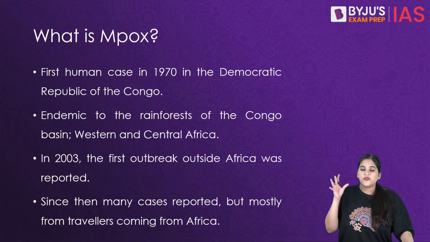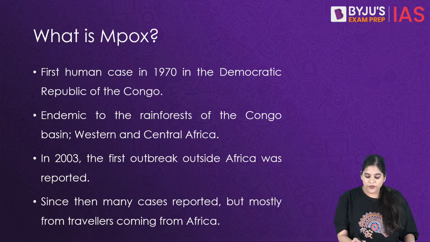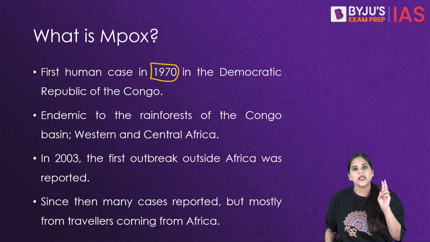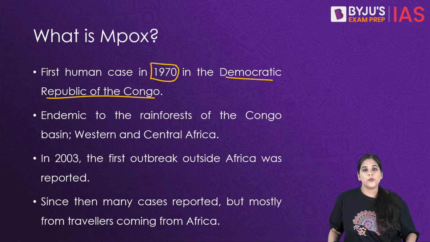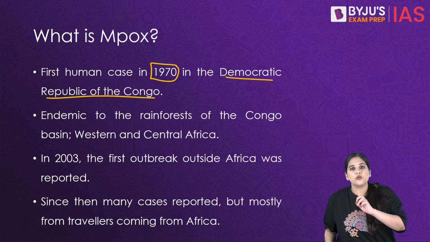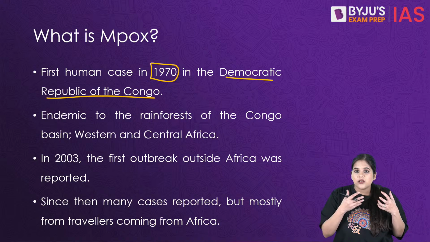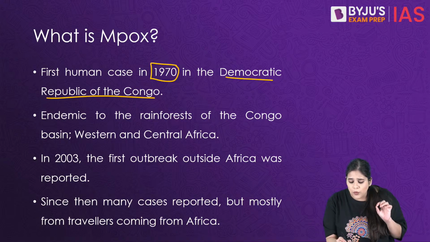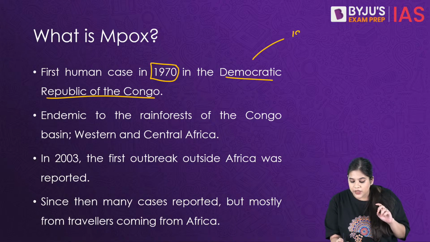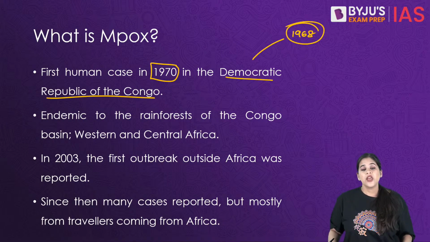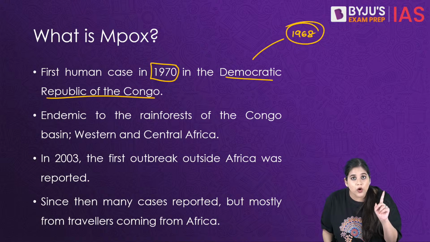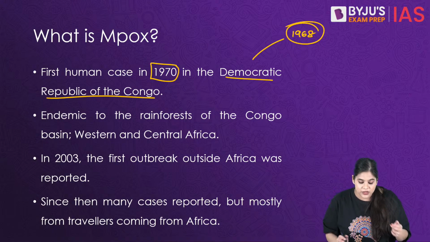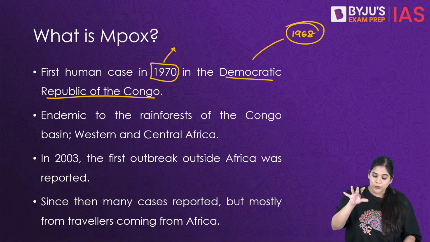Now the first human case of this disease was identified in the year 1970 in the Democratic Republic of Congo. There was a 9-month-old child who started developing the symptoms. Since smallpox was eliminated in the country in 1968 itself, it was finally identified that the disease is not smallpox, it is another type of disease, and it was called monkeypox.